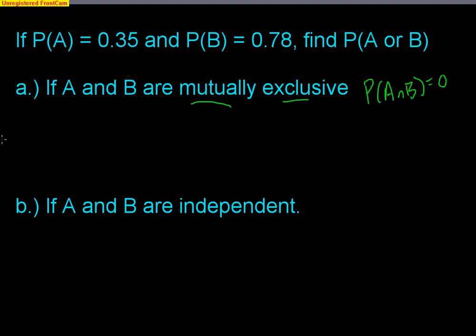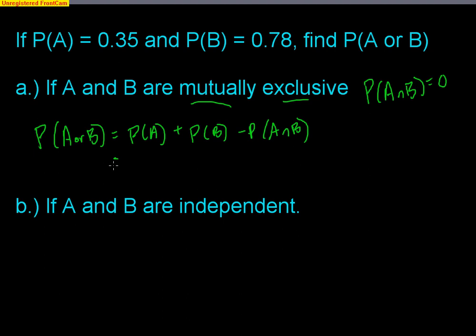There's no overlap. So I'm going to go ahead and use the formula for the probability of A or B. The formula for the probability of A or B is the probability of A plus the probability of B minus the probability of A and B. So let me start filling things in. The probability of A is 0.35. Awesome. Plus the probability of B is 0.78. Awesome. Minus the probability of A and B. Well, if I'm mutually exclusive, it's a big fat 0. Don't even have to worry about it.